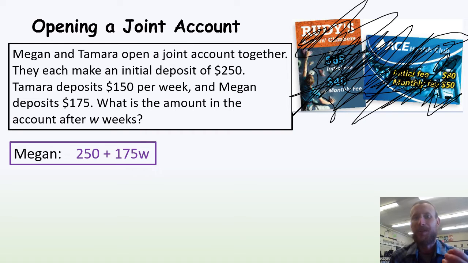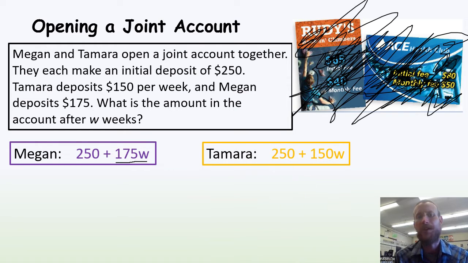So Megan, right, she's making this initial deposit of $250. So that's just a one-time deposit. Doesn't have a variable next to it. It's a constant term. But she's depositing $175 per week. So that gets a W next to it. 175 times 1 week, or times 2 weeks, or times 3 weeks, etc. Tamara, very similar. She makes the same initial deposit, $250. But she is depositing $150 per week, so that's 150 times W. Again, any number of weeks we would multiply. Here's our two expressions. Again, constant term, fixed initial deposit, and a weekly term, how much they're depositing per week.